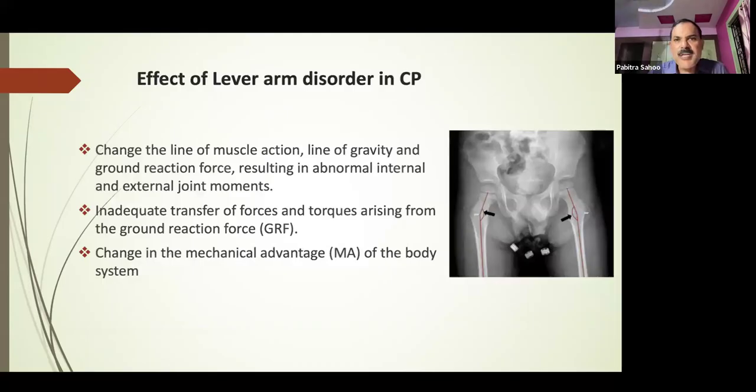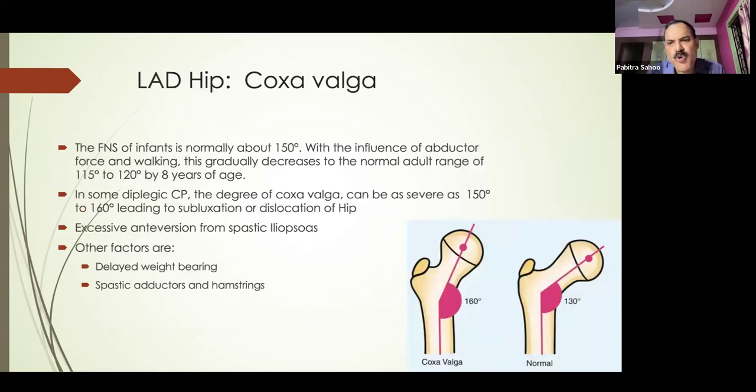So what will be the impact of lever arm disorder? It changes the line of muscle action, line of gravity and ground reaction force, resulting in abnormal internal and external torsion of the joint. That happens around the hip joint, the knee joint, and the ankle joint. There is inadequate transfer of forces and torques arising from the ground reaction force, and a change in the mechanical advantage of the body. Let us see what happens in different positions. We will go from proximal to distal, so the first is the hip. What lever arm disorders happen in the hip?